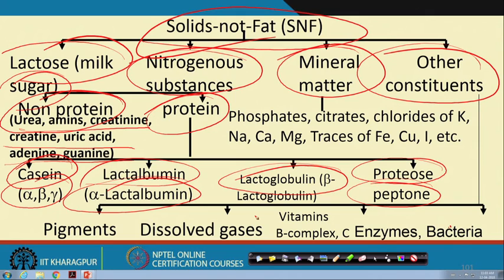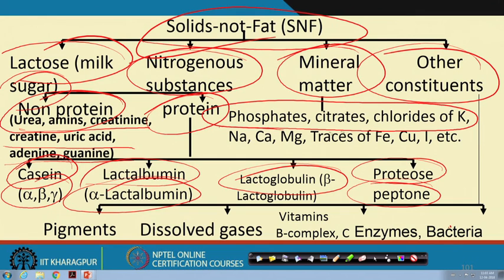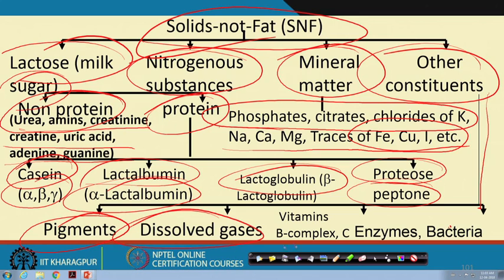And in mineral matters, we get phosphates, citrates, chlorides of sodium, potassium, calcium, magnesium and traces of iron, copper and iodine. Whereas in some other constituents we get some pigments, some dissolved gases, some B complex vitamins and vitamin C, some enzymes and bacteria. So, it contains everything.